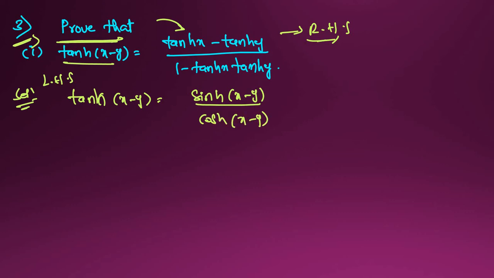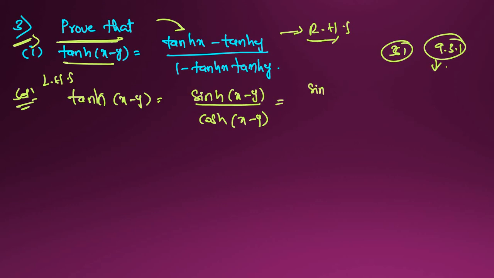So this we will write: sinh of (x minus y) is equal to... I already told you that the formulas here are the ones we will find on page number 361, below Theorem 9.3.1. So we have to use sinh of (x minus y) is equal to what will come here?